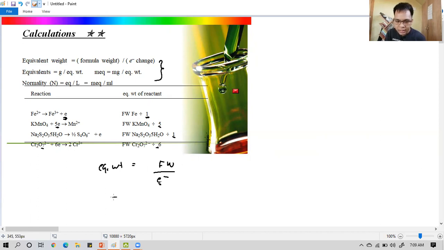Now, dito magra-rise ng ating equivalence. Na kung saan gram all over equivalent weight. Na kung saan yung equivalent weight can be extended further to gram all over formula weight all over electrons. And then let's simplify the equation. Ayan, the electron or the equivalent electron change all over the formula weight. Ayan. So those are the formula of equivalent.